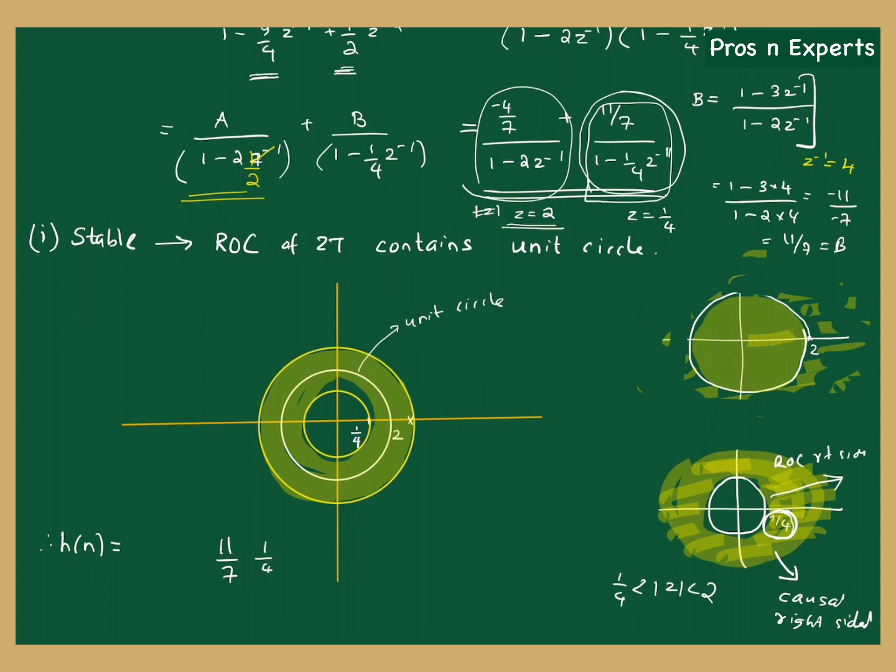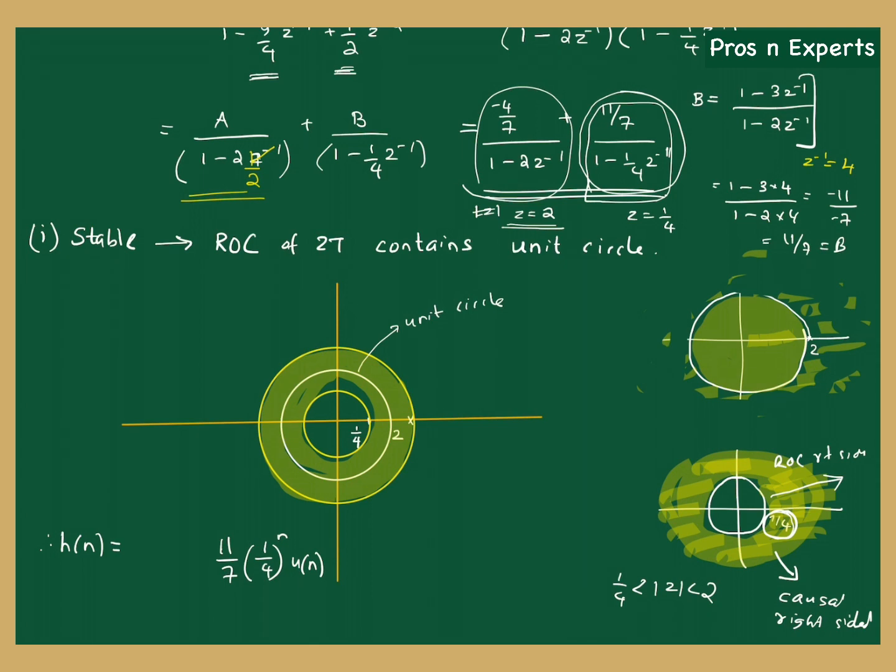It is 1 by 4 raised to n u of n. Okay. Now, what is the state for this term? This term has pole 2. That means here, the ROC is inner to the inward circle, right? Inwards. So the ROC is left-sided, right?